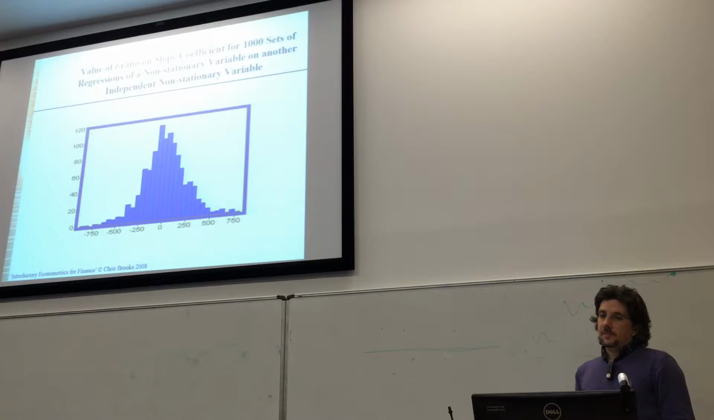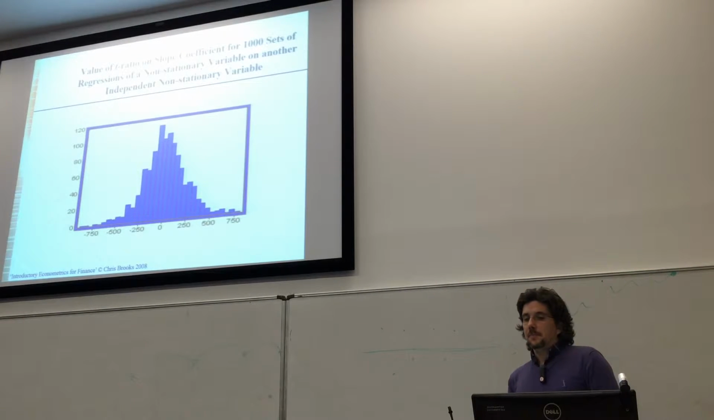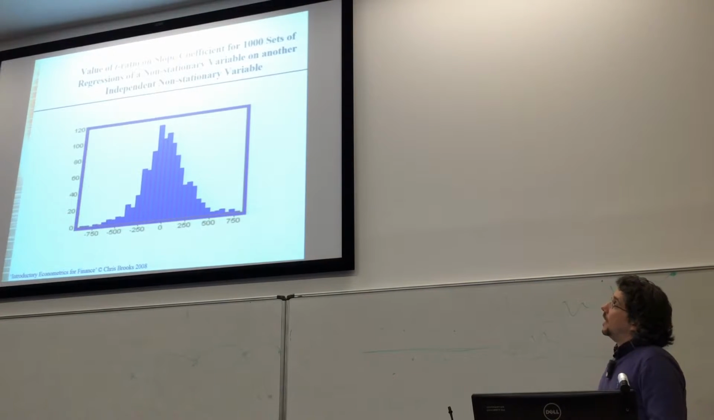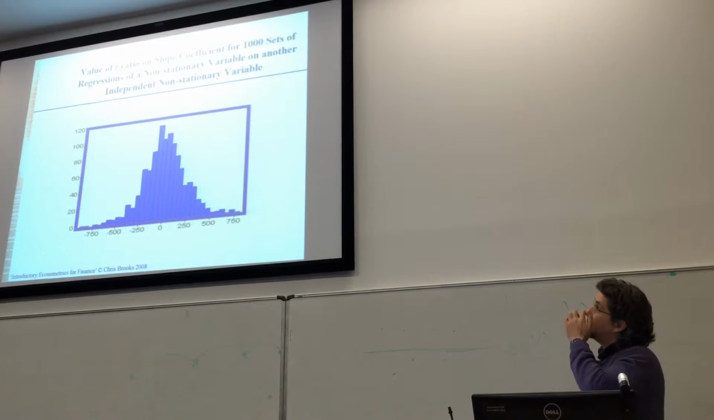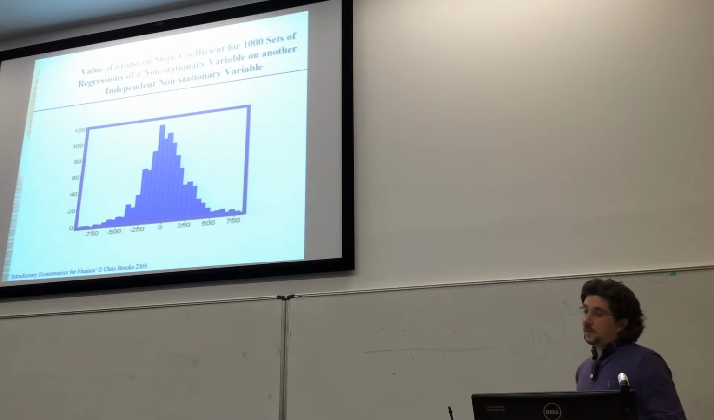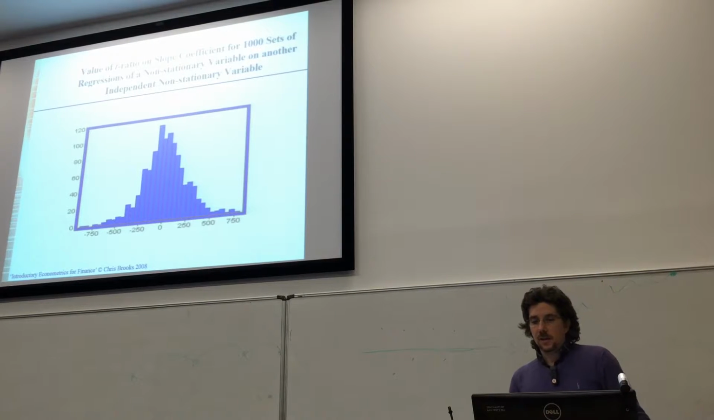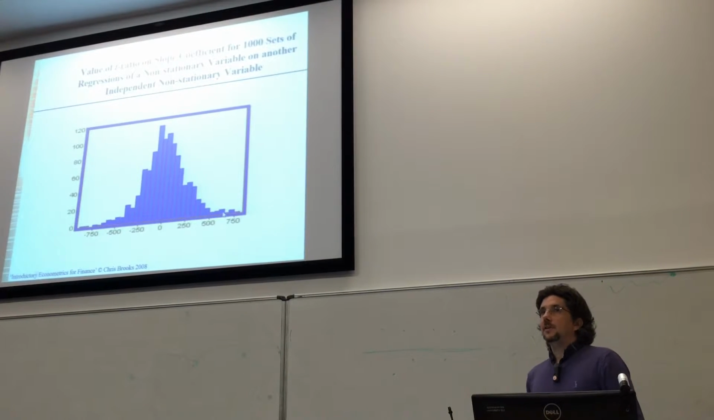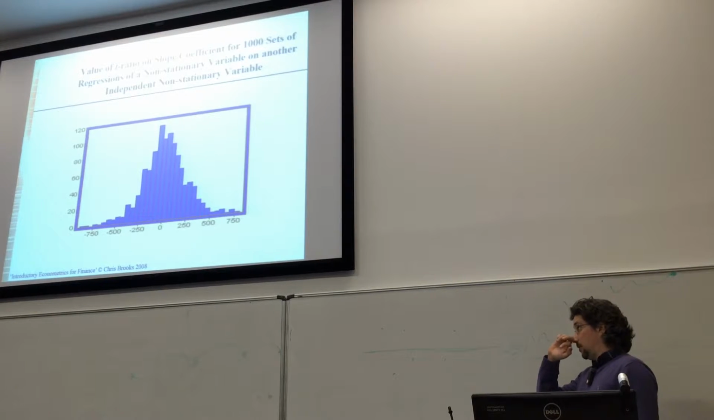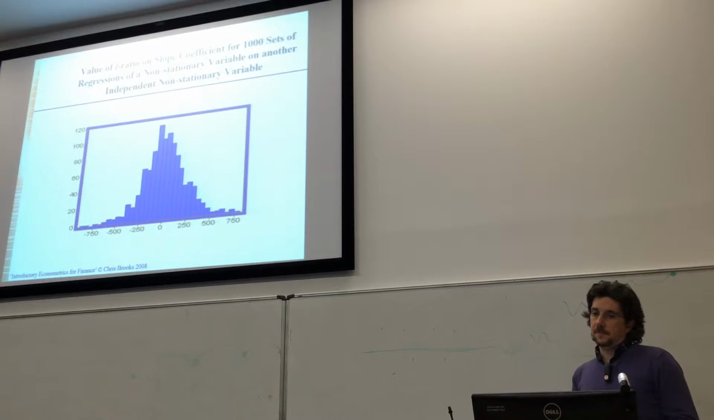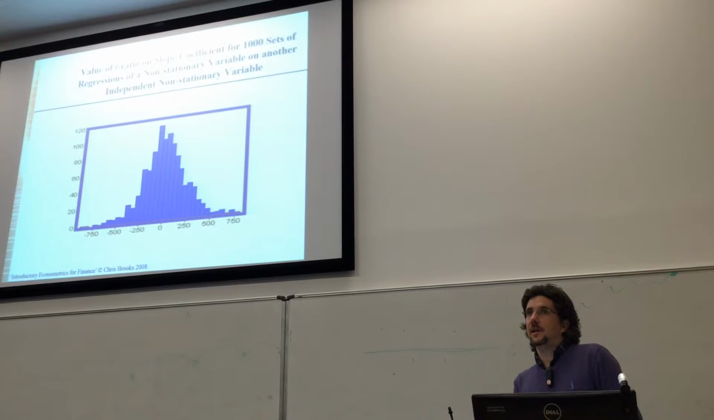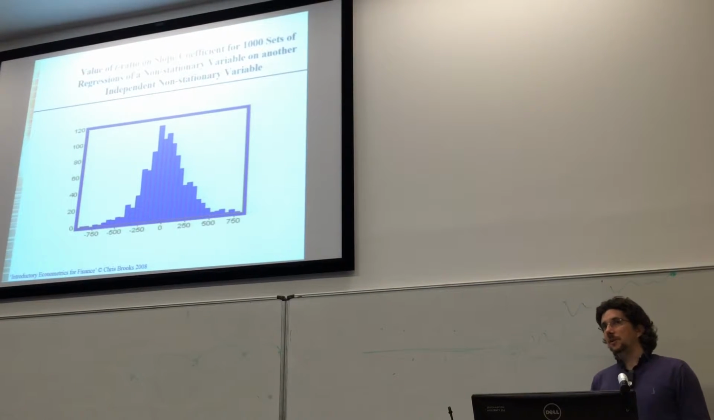And this is the same thing. If you ran 1,000 regressions and looked at the t-ratio of the betas, for example, you would get a lot of them that are very high, even though these were just randomly generated data sets, because they're non-stationary. They just look like they have a relationship by chance. So that's why you need to check when you run a regression.